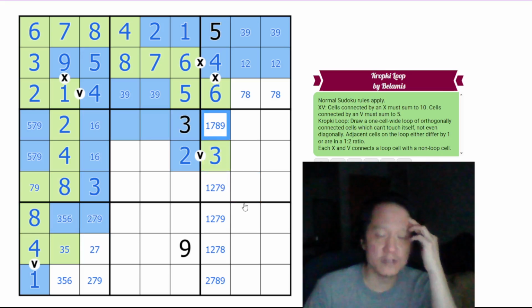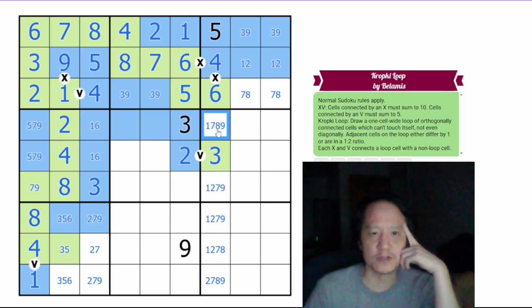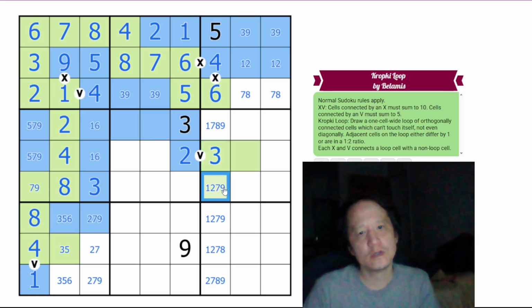Well, none of these digits are consecutive with it, and there's not a 1 to 2 ratio with it, so it must go out this way, and it must go out this way. The only digit which is consecutive here is 2, and there's not a 1 to 2 ratio with it. So 2 cannot be here. This digit cannot be 2, 3, or 4. So it must be in a 1 to 2 ratio, and this must be 6. So this is not on the loop.